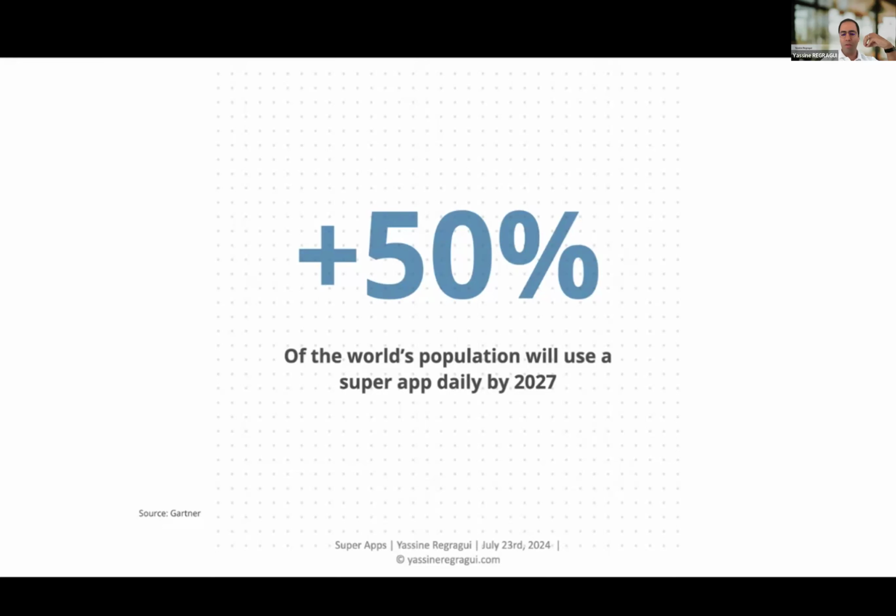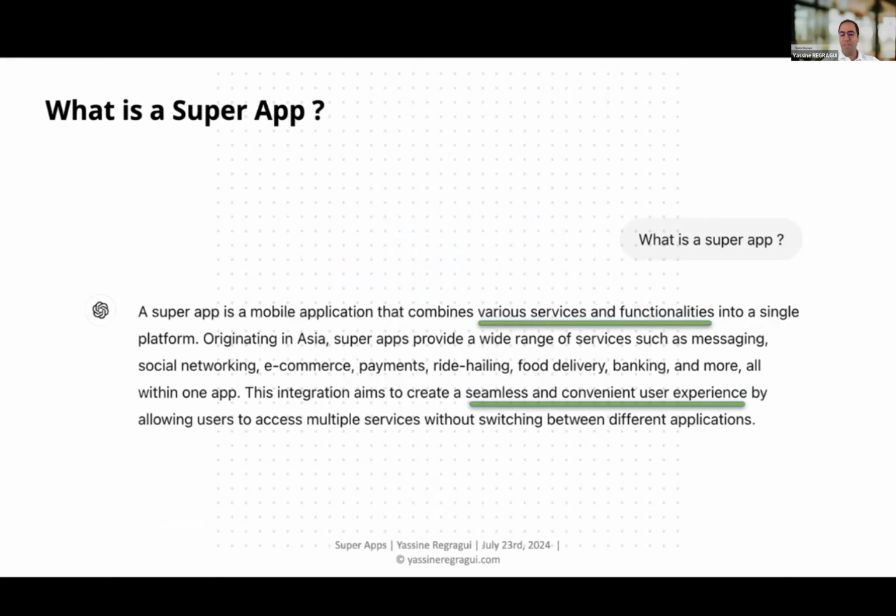But around super apps, we don't only talk about a mobile application. It can be more than that. That's why here we see that it's more than 50%. So it will be basically more than the 3 billion people that will be using a super app. So ChatGPT defines it as a mobile application that combines various services and functionalities.